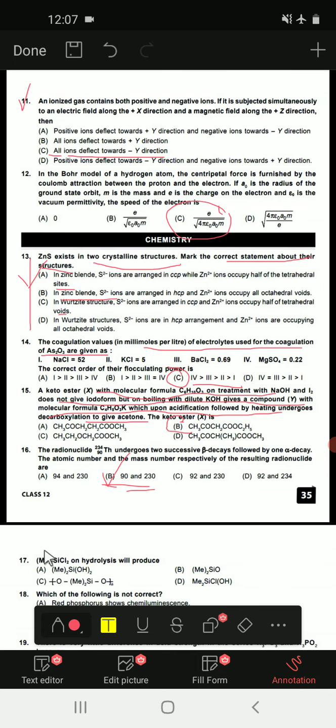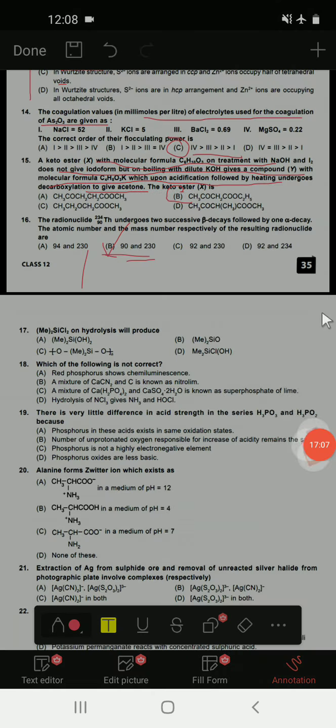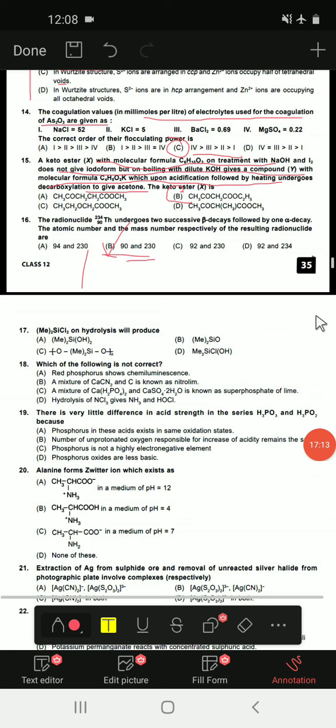In question number 17, now what we see is that Me2SiCl2 on hydrolysis will produce. These are the four options. You have to choose the best answer option, and the correct answer option for question number 17 is C. This is the correct answer option. After that, question number 18.